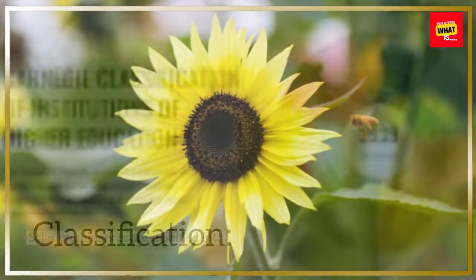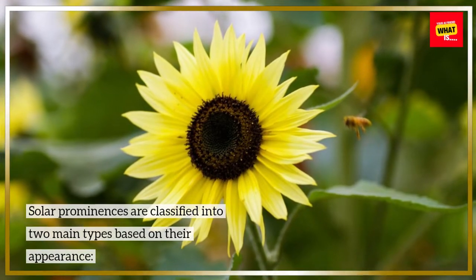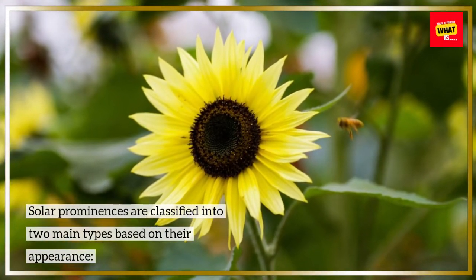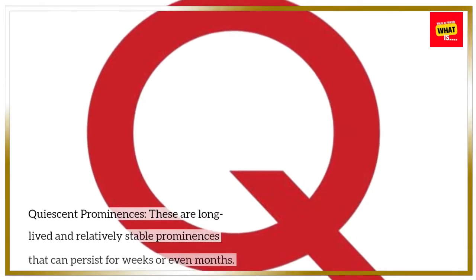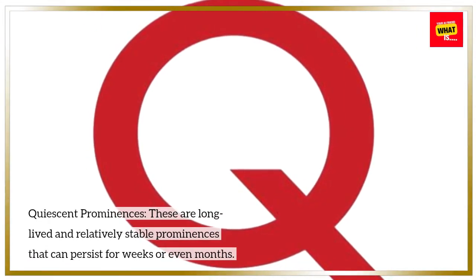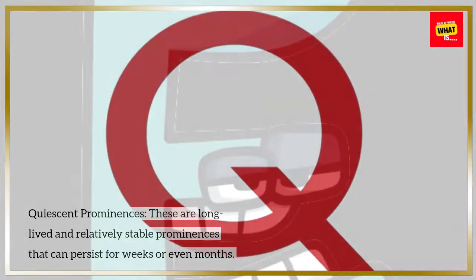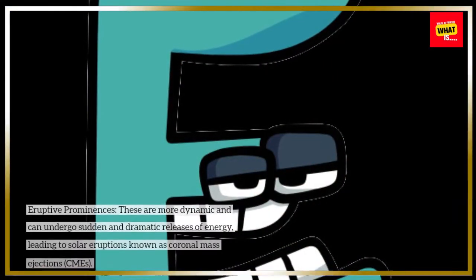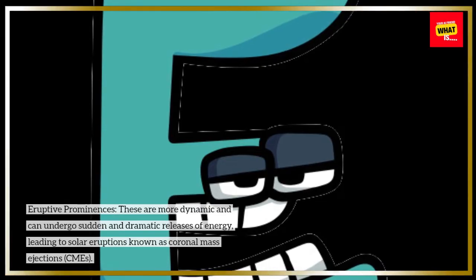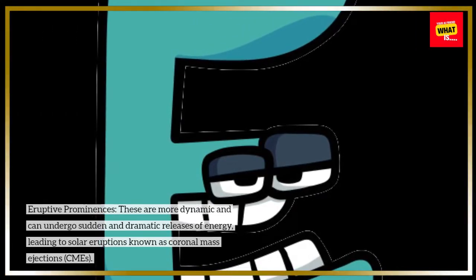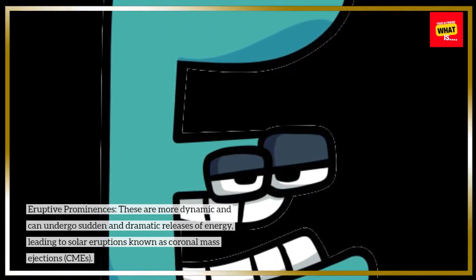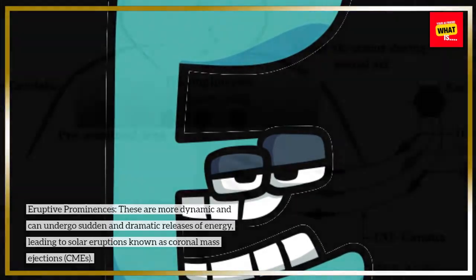Classification. Solar prominences are classified into two main types based on their appearance. Quiescent prominences. These are long-lived and relatively stable prominences that can persist for weeks or even months. Eruptive prominences. These are more dynamic and can undergo sudden and dramatic releases of energy, leading to solar eruptions known as coronal mass ejections, CMEs.